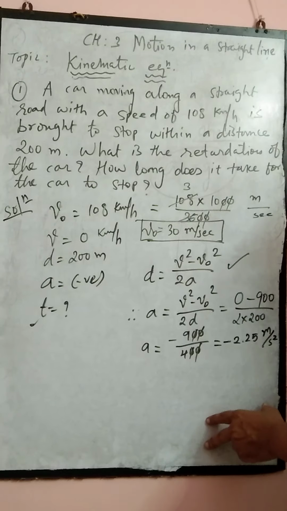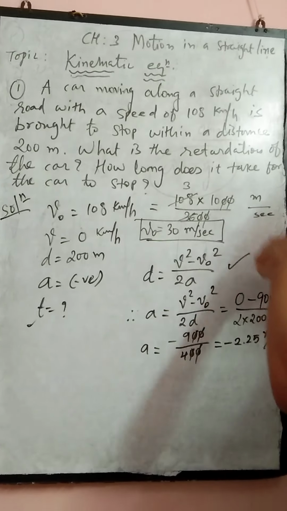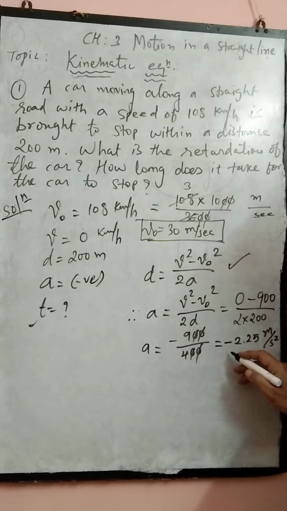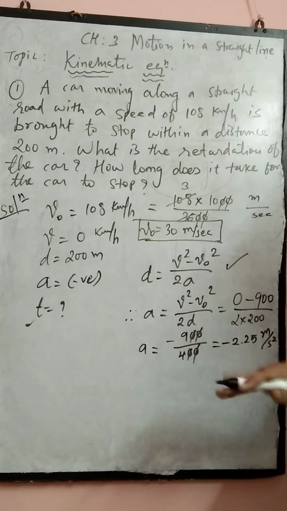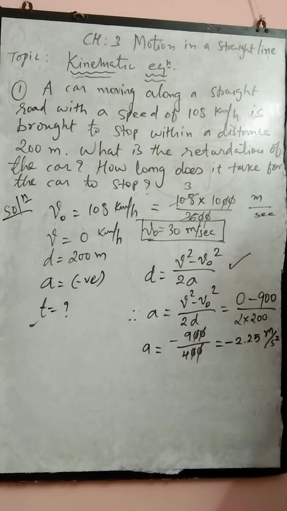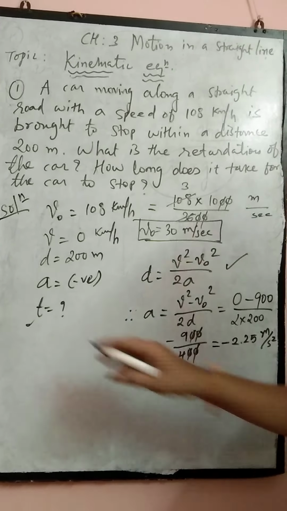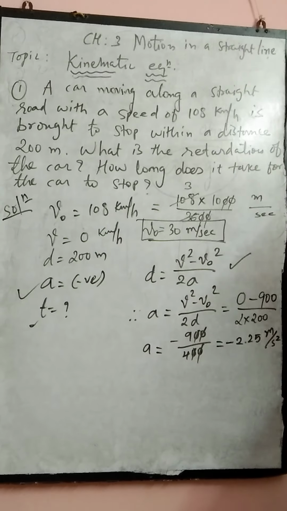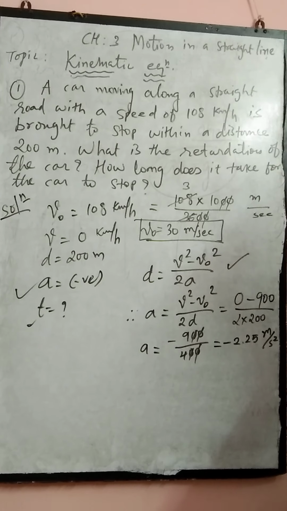Just keep it in mind, we have already converted kilometer per hour into meter per second. So acceleration, that means retardation, as we have a negative sign, as the car is brought to stop in steady condition, is minus 2.25 meter per second square. The first answer we are getting, the magnitude of A is 2.25 meter per second square.